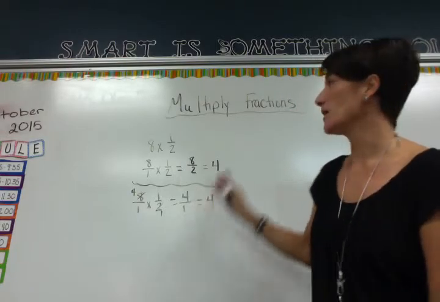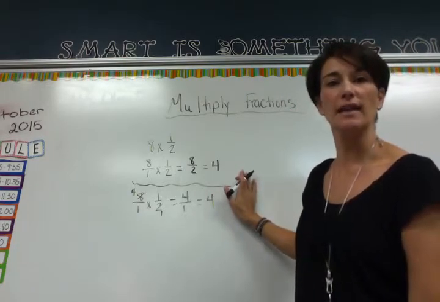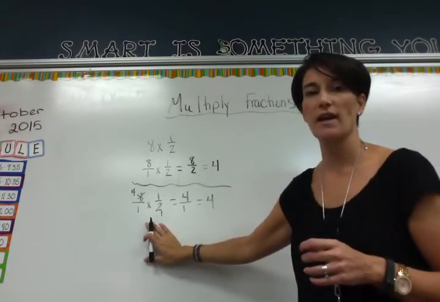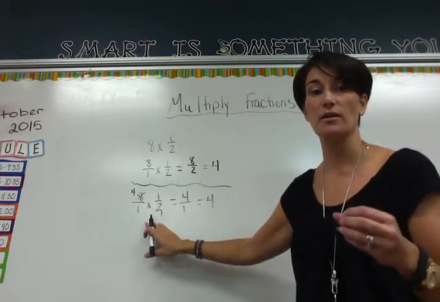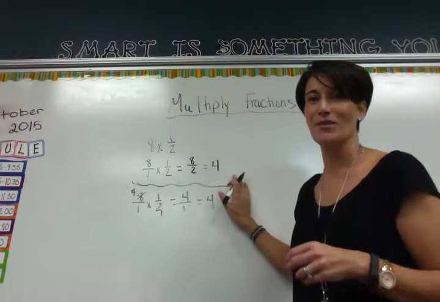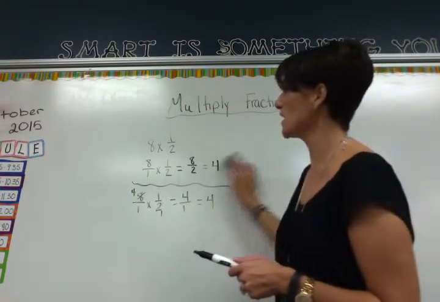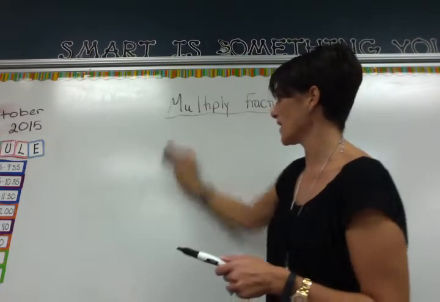So either way, I'm going to get the right answer, whether I simplify at the end or simplify in the problem. I know for me personally, I like to simplify in the problem first, because then I'm dealing with smaller numbers, versus simplifying at the end and having to deal with bigger numbers that might take me another step to solve. So let's try another multiplying a fraction by a whole number.